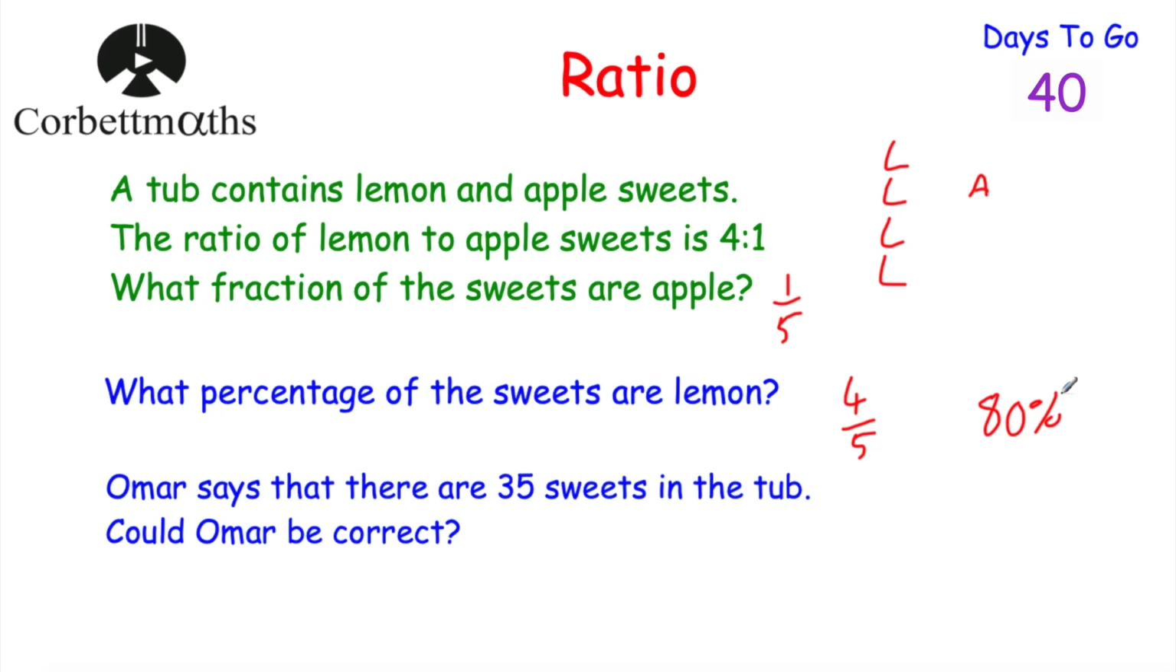And then that would be 80%. Alternatively, you could just know it, the 4/5 is 80%. And then finally, we're told that Omar says there are 35 sweets in the tub. Could Omar be correct? So let's have a look at the ratio.